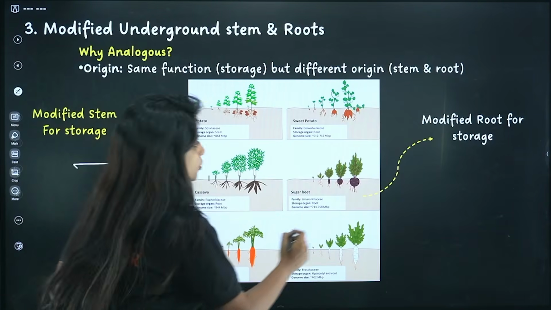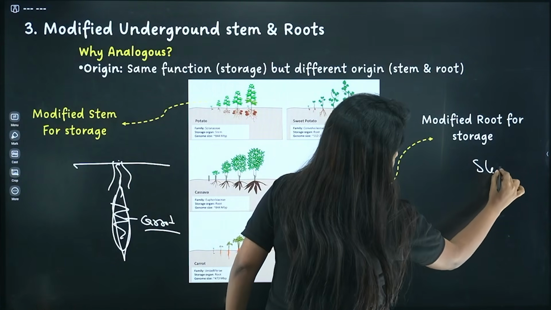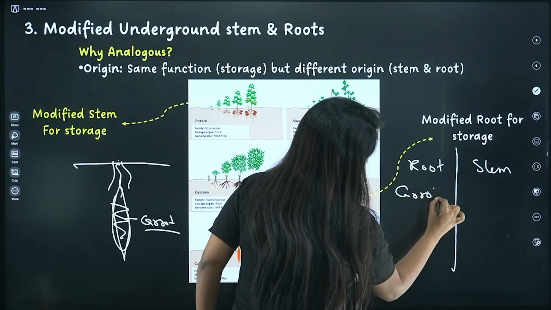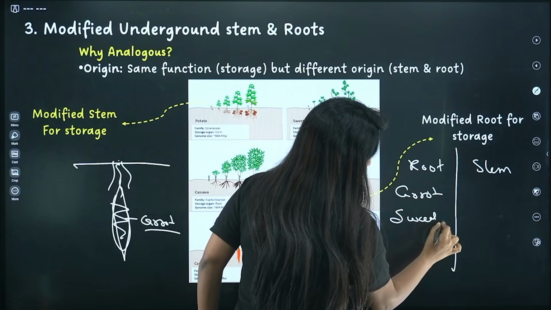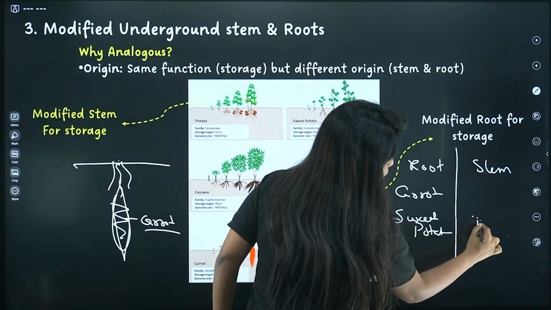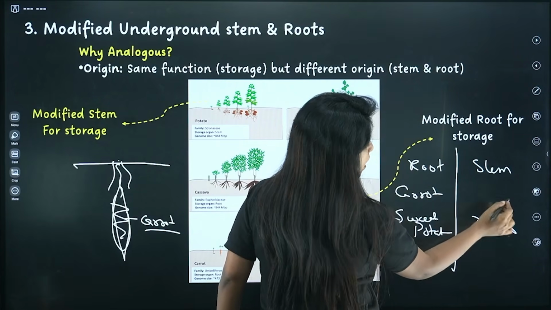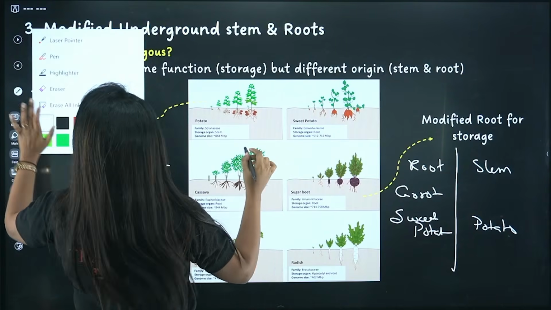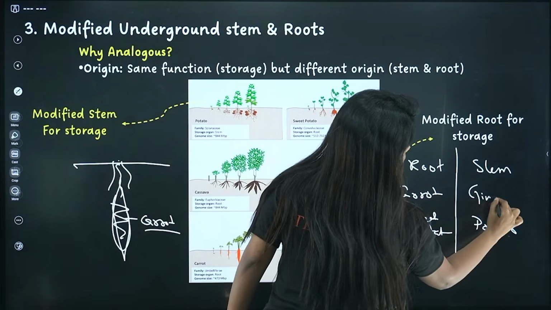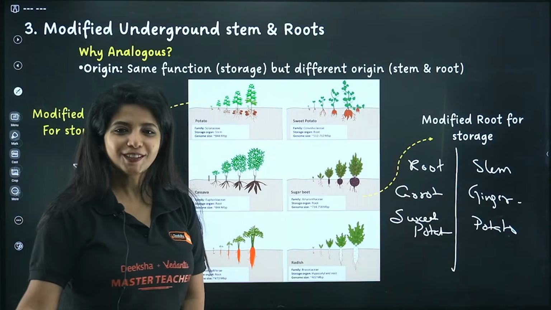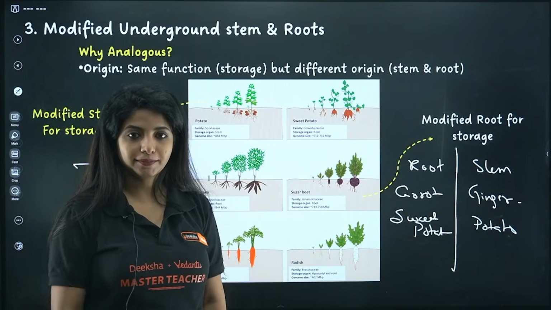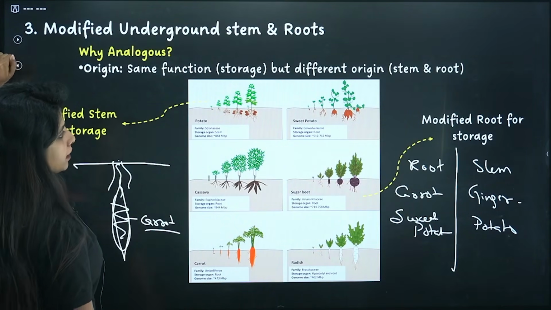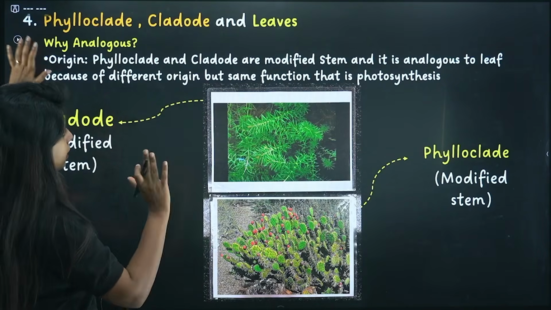So I'll write it down if you have confusion. This is stem, this is root, carrot, and sweet potato. Over here you have potato, and you have this thing, ginger. Got it? So please go through it as well. Fine. So that's all for this particular thing. So function is the same, storage, that is the only difference.